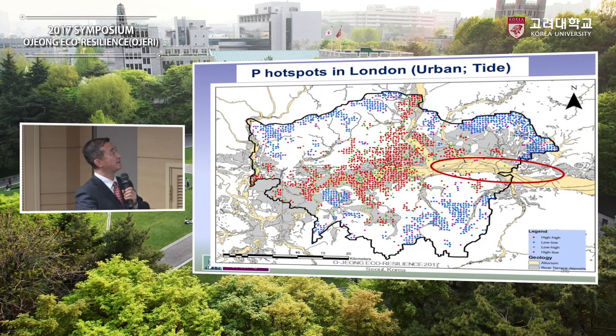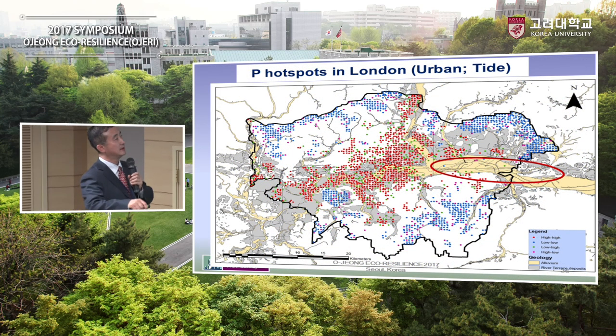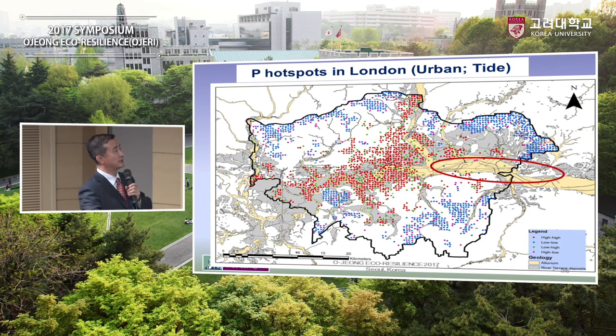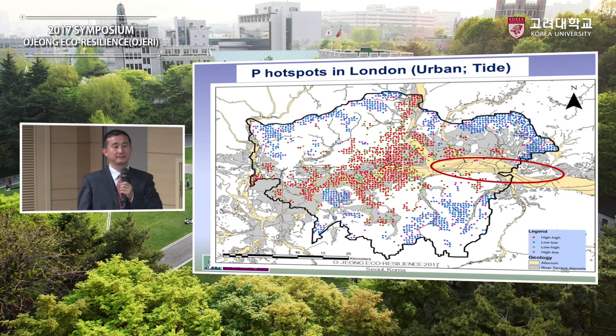And also, we analyzed phosphorus in the urban area. We can link it with water and built-up areas. And in fact, this is one of the points I'm very proud of. In this area, we can hardly see any hot spots or cold spots. It's related to the high tide of the River Thames. And normally, if you just look visually, you can hardly find that point there.